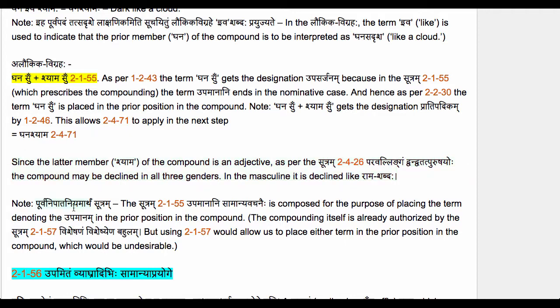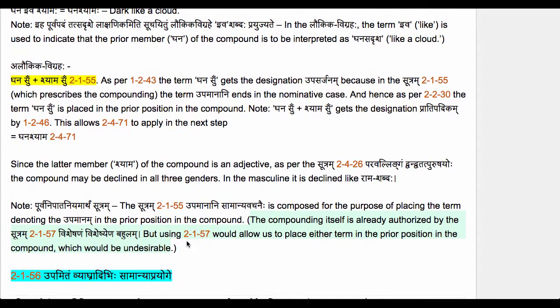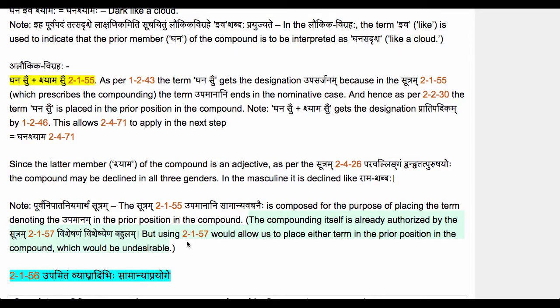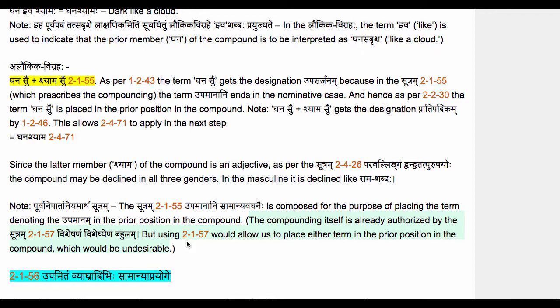The note says that purva nipata niyamartham sutram, this sutram 2155 upamanani samanya vachanaihi is composed for the purpose of placing the term denoting the upamanam in the prior position in the compound. The compound itself is already authorized by the sutram 2157 visheshanam visheshena bahulam, but using 2157 would allow us to place either term in the prior position in the compound, which would be undesirable. Either term can be considered to be a visheshanam. For example, here ghana, which stands for ghana sadrisha, or shama, either one qualifies as a visheshanam. So either one could take the prior place in the compound. But the desired form is only ghana shama and not shama ghana. So therefore we need the sutram 2155 to make sure that the upamanam, in this case ghana, is placed in the prior position in the compound.